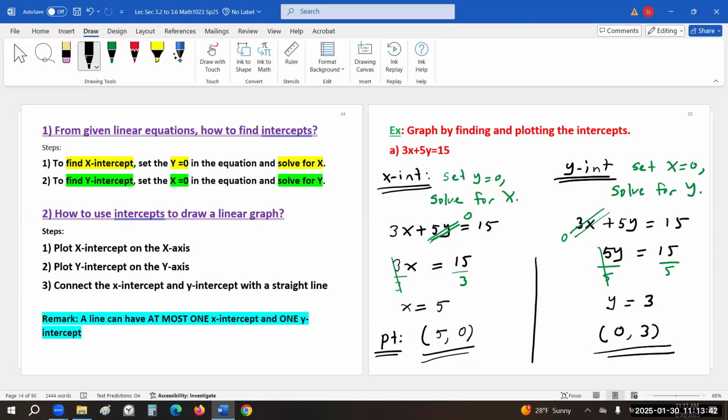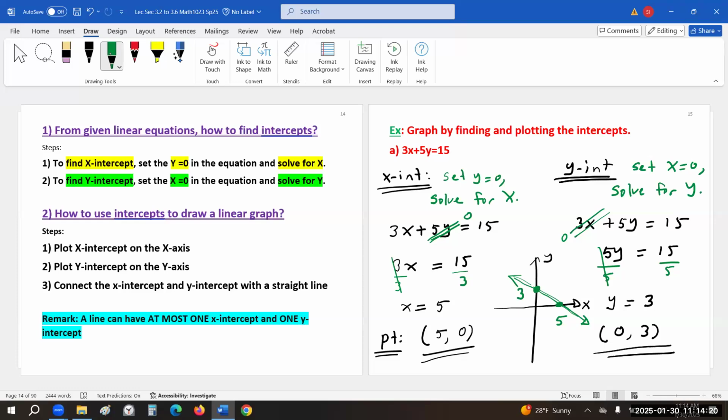Now let me graph here since I have a small space. So this is x, this is y. Our x is 5. Let's say this is 5. Our y is 3. Let's say this is 3. So you plot the x-intercept on the x-axis, y-intercept on the y-axis, and then connect them with a straight line. And that's it. This is the graph.